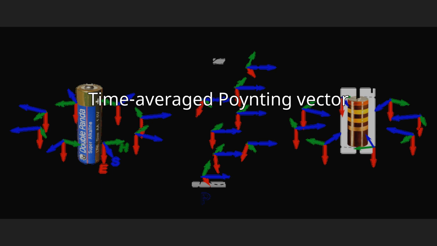The second term is the double frequency component having an average value of 0, so we find ⟨S⟩ equals Re[1/2 Em × Hm*] equals Re(Sm).